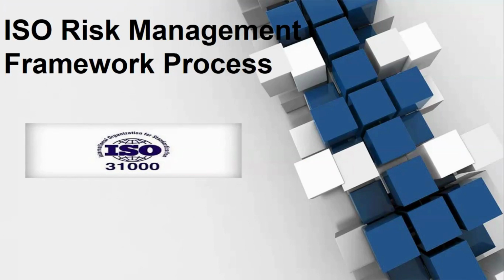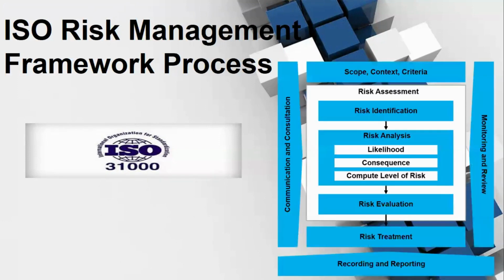So the ISO 31000 risk management process consists of the following. Those are the processes involved with this framework. Firstly, you establish the context, and this step involves understanding the organization's objectives, its environment, and the risks that it faces, followed by risk identification. This involves identifying the potential risks to the organization's objectives.